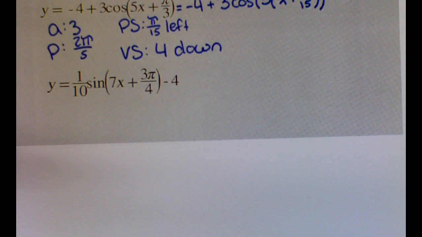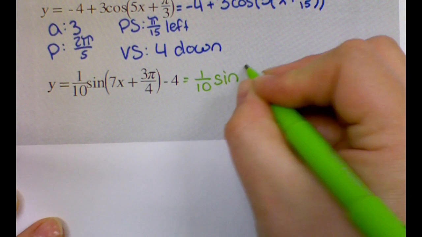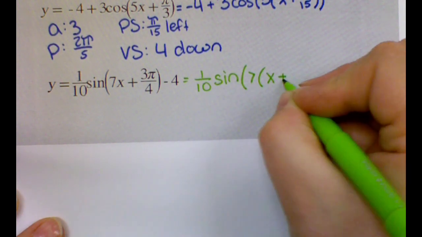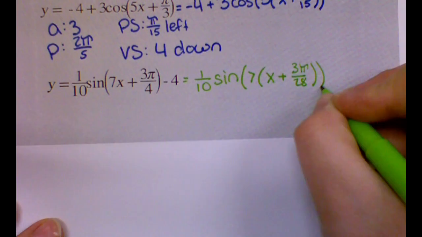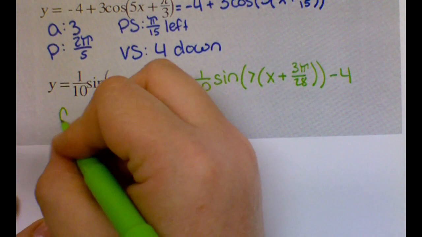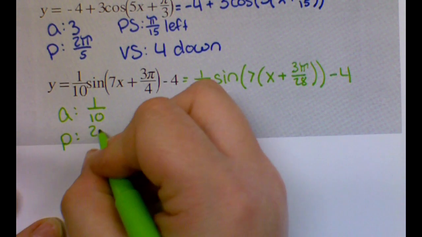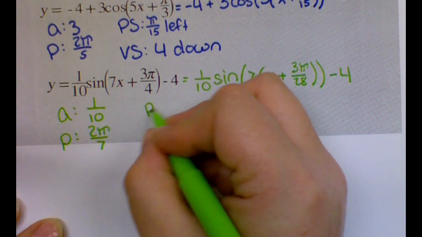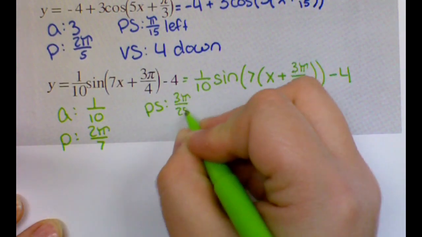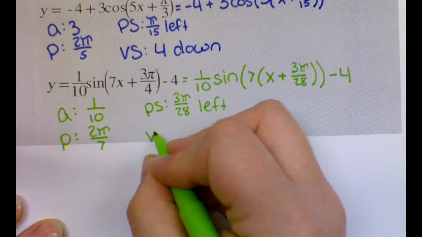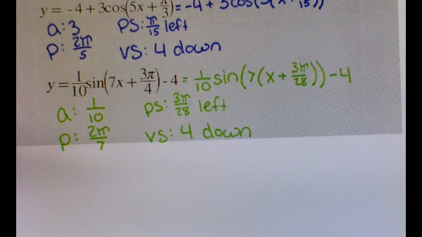And this next one, I have to factor out that 7. So I have 1/10 times the sine of 7 times x plus, divide out the 7, I get 3 pi over 28, minus 4. So the amplitude is 1/10. The period is 2 pi over 7. The phase shift is 3 pi over 28, and that's to the left. And the vertical shift is 4 down. And there we go.